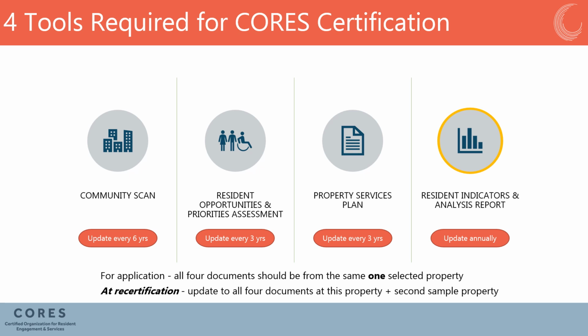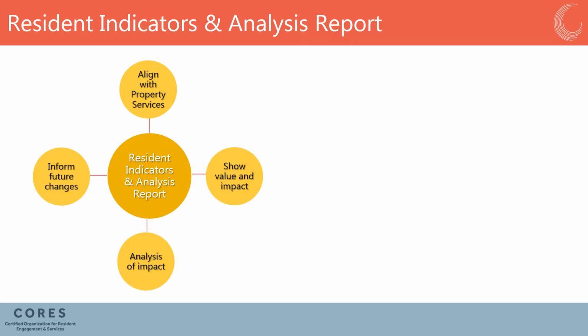The final tool to help you evaluate your impact at a property is the Resident Indicators and Analysis Report. The Resident Indicators and Analysis Report should be updated at least annually. First and foremost, it should align with your property services plan and desired goals that you articulated in your plan, as well as reflect the impact of your programs and services.